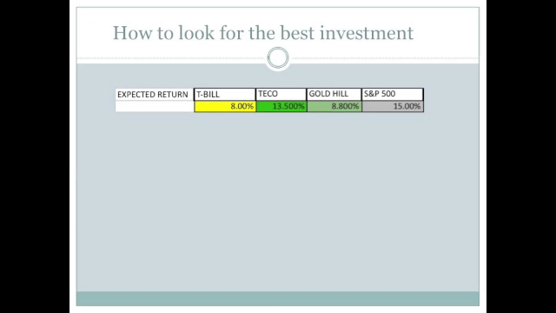When deciding which investment is best, a wise investor will look at the expected return table. Based on this, the investor will compare two different investments and make the best decision. In this case, the S&P 500 is more profitable, and an investor would likely go for that stock.